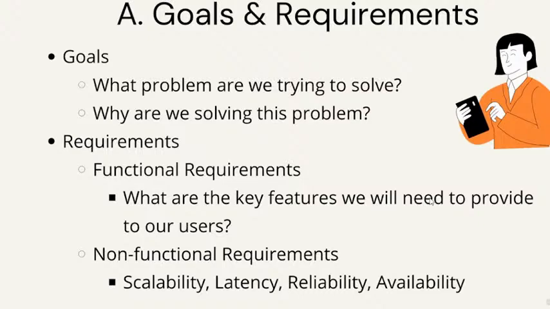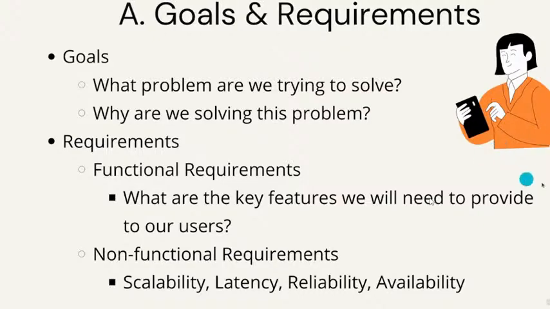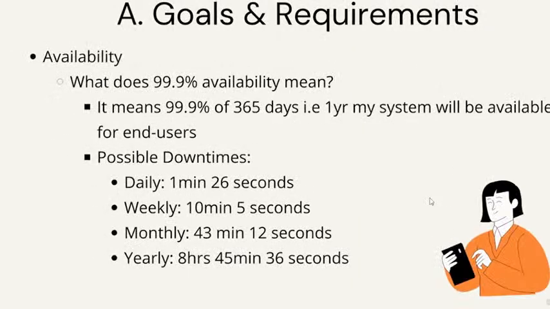Let's try to understand what availability means. Availability means what percentage of time my system is available for end users, meaning what percentage of time my system is actually up and running. So what does 99.9% availability mean? It means 99.9% of the time over 1 year, meaning over 365 days, my system will be up and running for my end users.